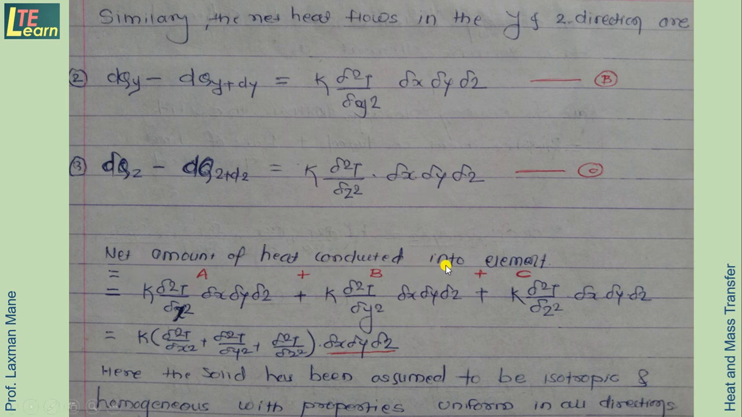The net amount of heat conducted into the element will be the summation of equations A, B and C. So writing equation A plus B plus C. In all these equations, we consider that this element is isotropic, meaning thermal conductivity in all directions is the same. So K will be common and the elemental volume we can take as common. Inside the bracket what will remain is the summation of del square T by del x square plus del square T by del y square plus del square T by del z square.